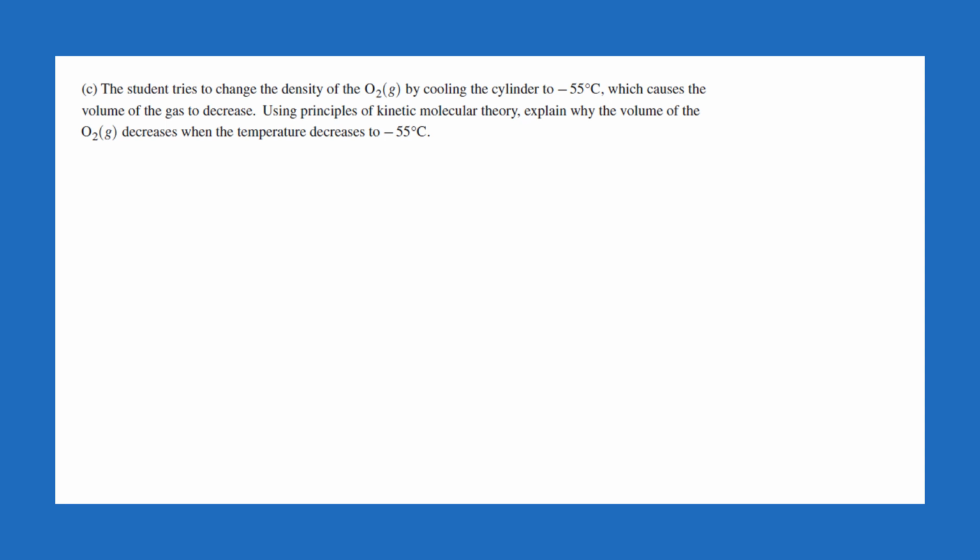Okay, so we're going to cool the gas down to -55, which causes the volume to decrease. Using kinetic molecular theory, explain why the volume decreases when the temperature decreases. Really, that's just at lower temperatures, the particles have less kinetic energy, so they're moving slower and cannot spread out as far at those low temperatures. That's it. Anytime you see kinetic molecular theory, you want to talk about just the movement of the particles.